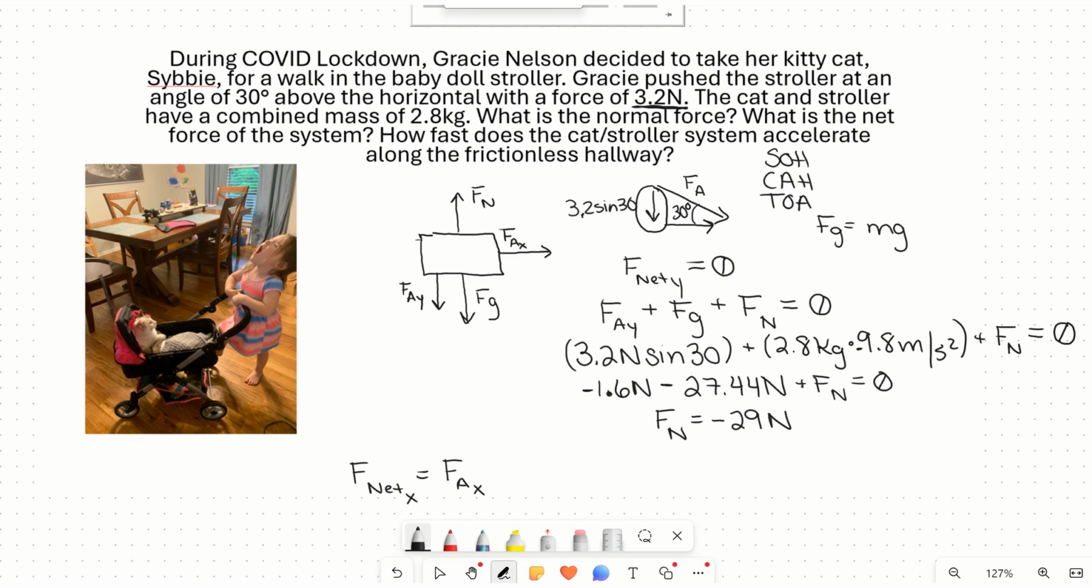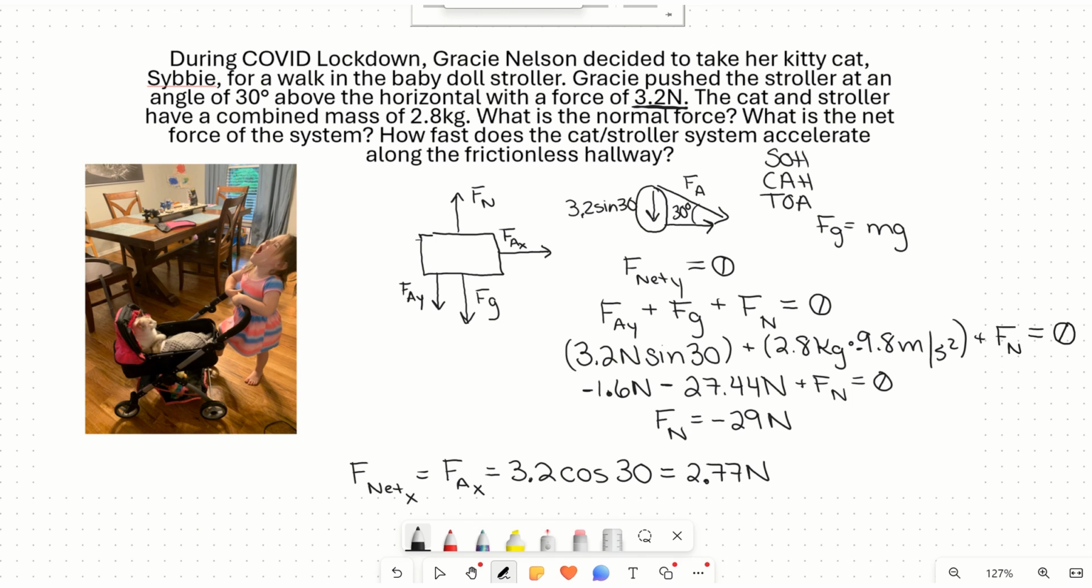Here, we are now adjacent, and adjacent is cosine. So to find F applied in the x direction, we're going to be doing 3.2, and instead of sine, we're going to do cosine of 30. Okay? And that's going to give us a value of 2.77 newtons. All right? Now let's think about the sign that's going to go on this.